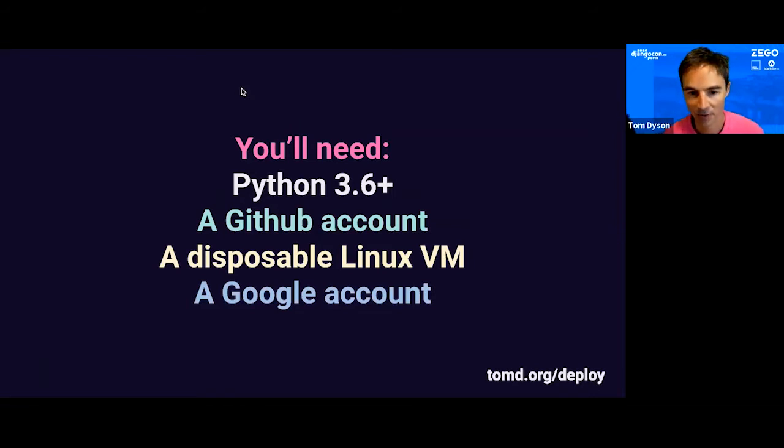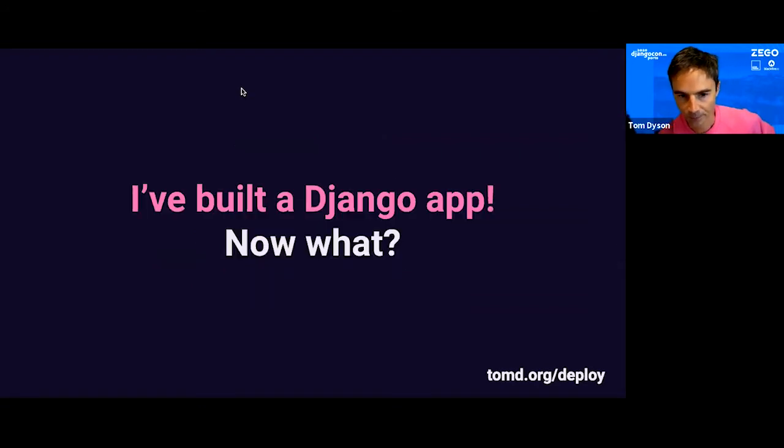It would also be useful to have a GitHub account and some sort of disposable Linux virtual machine. I've put some links in these notes to a couple of sites that offer $100 credit to get you started if you don't have one already, and a Google account.